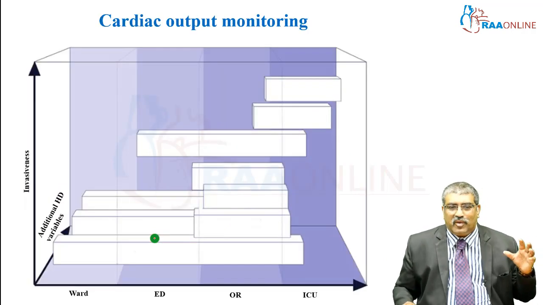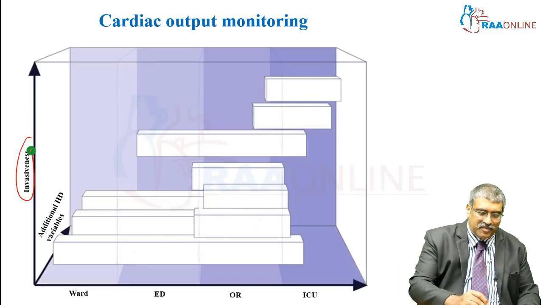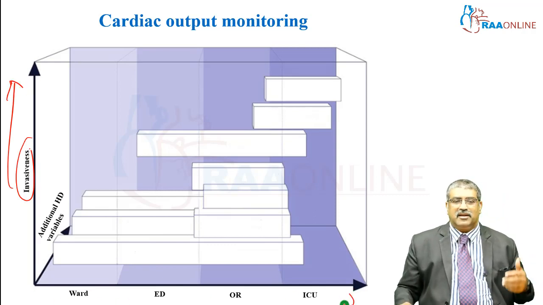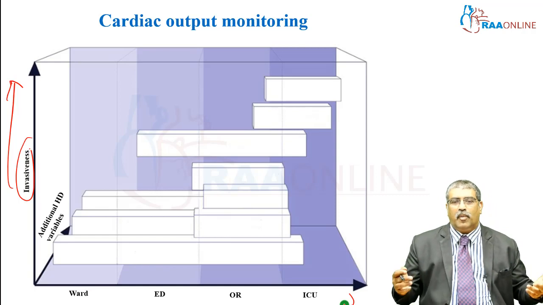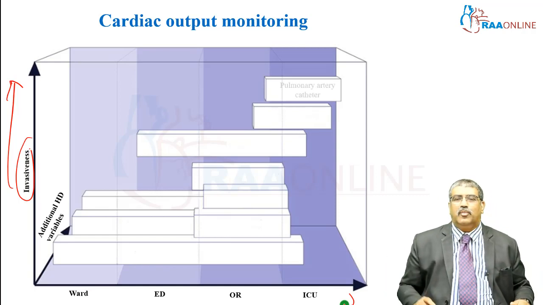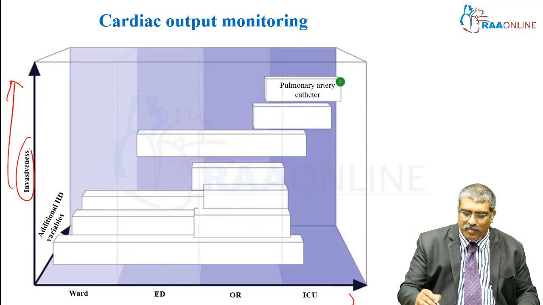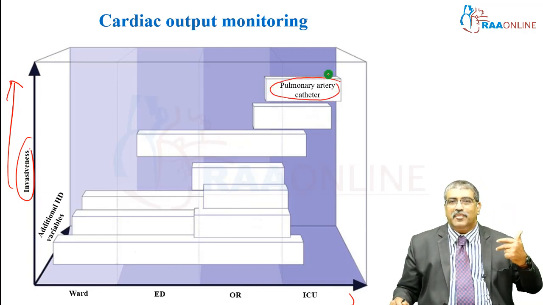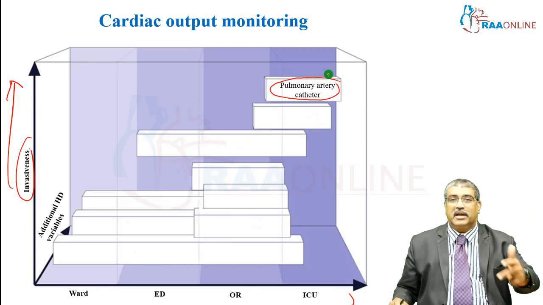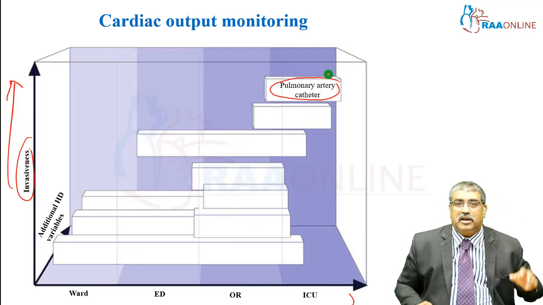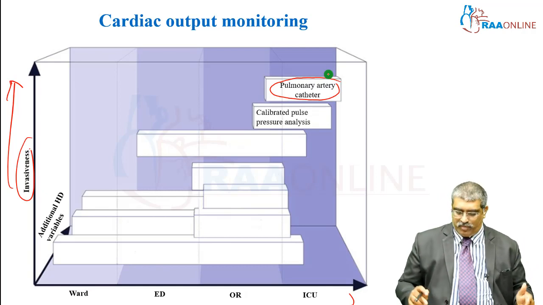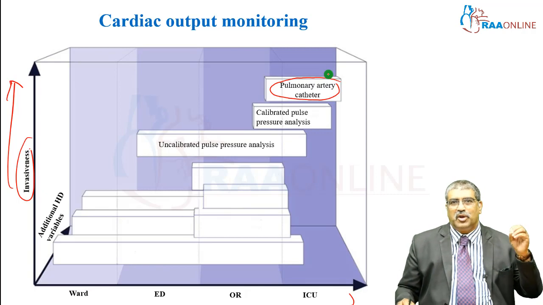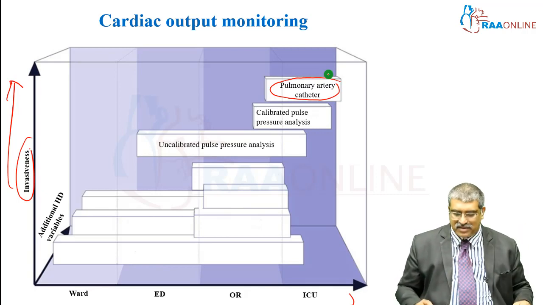So, with regard to invasiveness, this is maximum invasiveness and where the treatment can be initiated in the ward, emergency department, operating room and ICU. The most invasive is going to be your pulmonary artery catheter. You are going to put a catheter into the pulmonary artery, passing through the right atrium, right ventricle and then going into the pulmonary artery. That is the most invasive, followed by calibrated and uncalibrated pulse pressure analysis where you have an arterial line and a central venous catheter.